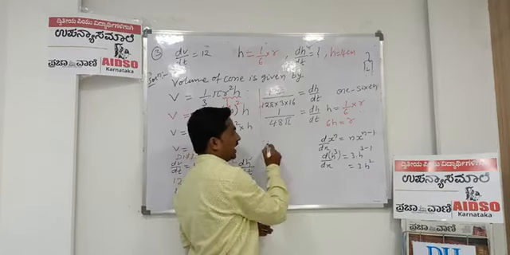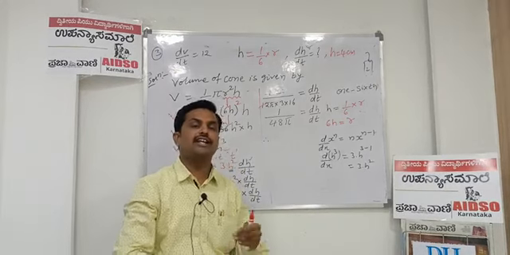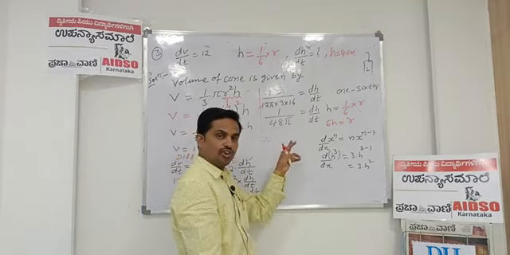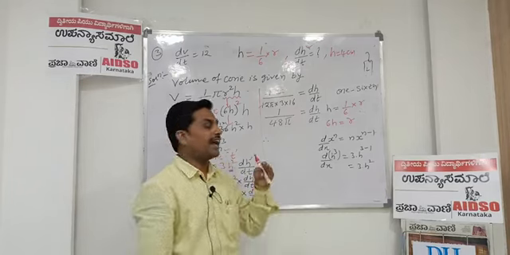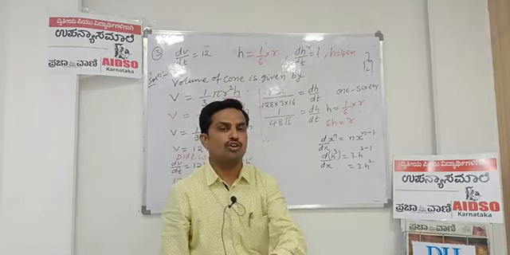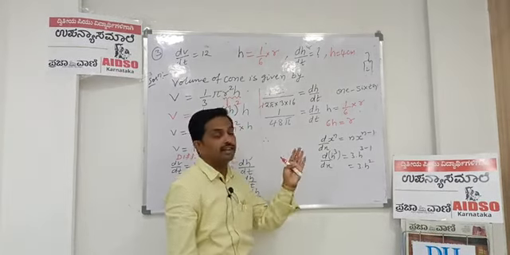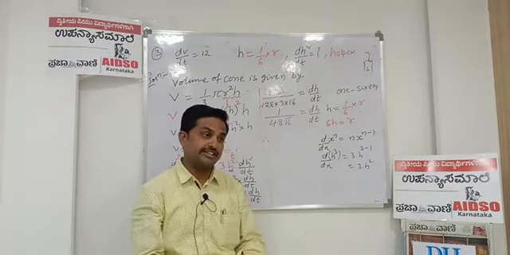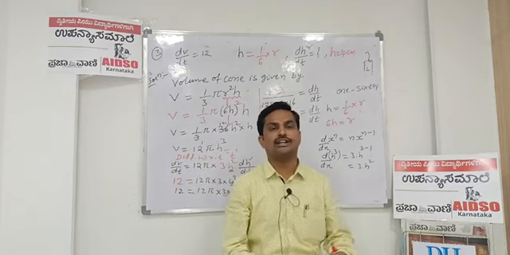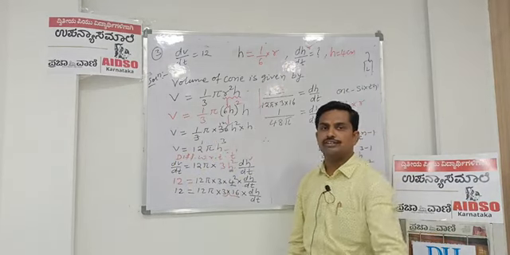So therefore, the conclusion we need to write: the height is increasing at the rate of 1 upon 48 pi centimeter per second. Like this we can conclude. So this is also a very important and expected question for the examination.